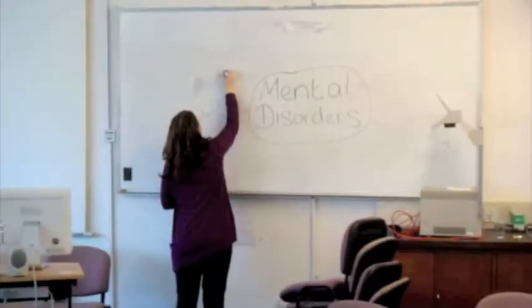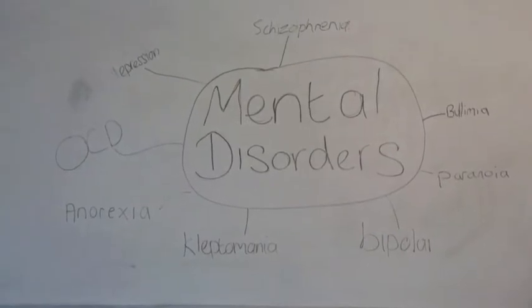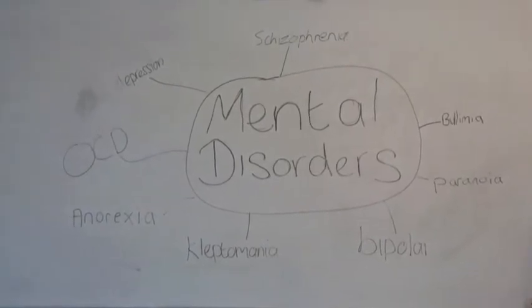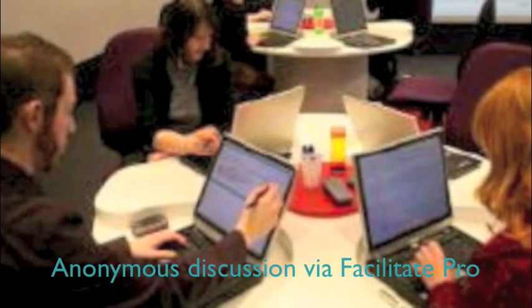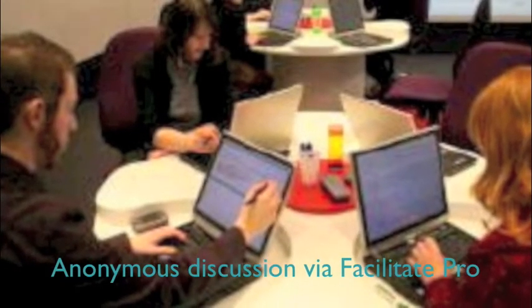A lecturer would set the topic and each group would then research and write the ideas on the wall. At the end of the class, the lecturer would sum up what was discussed and the class would add their input. Facilitate Pro would be used in seminars for anonymous discussion and to add different layouts of sessions.